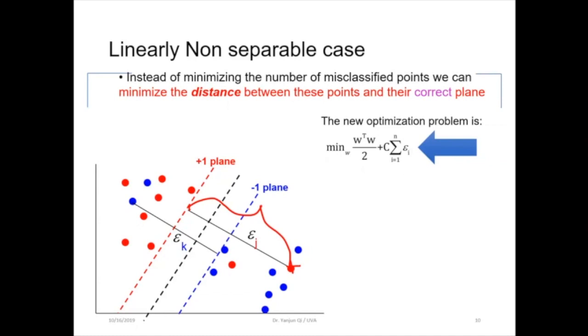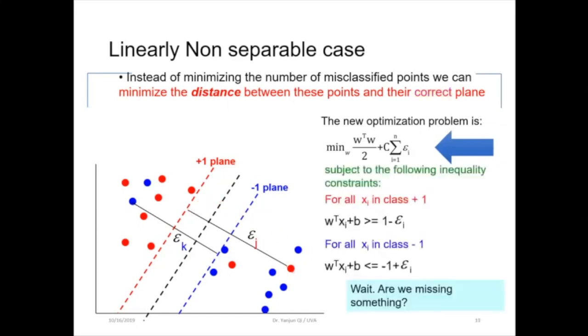That's why we use this distance to show how much error I'm making on this point. For each data point, you're going to have epsilon i to show the distance of that point to the correct plane. If it's already on the correct side, the contribution will be 0. That's guaranteed through this formulation.